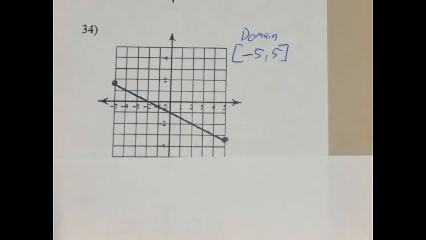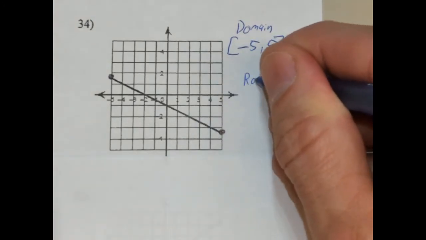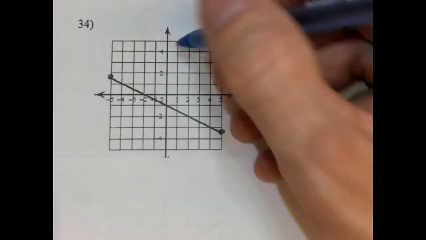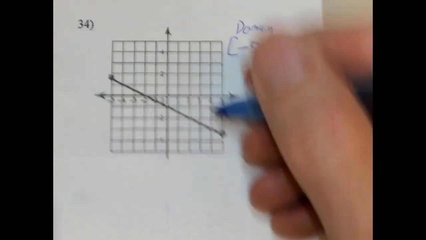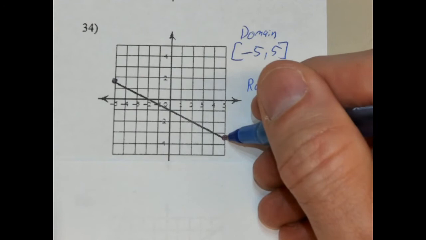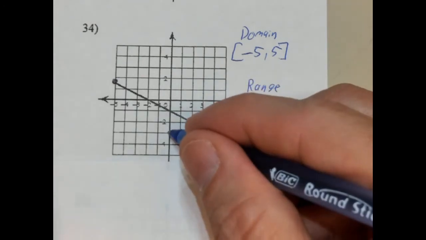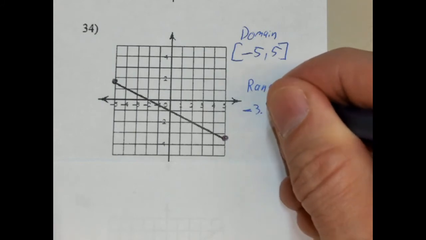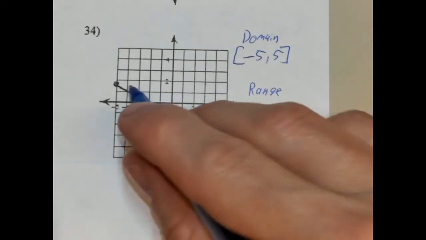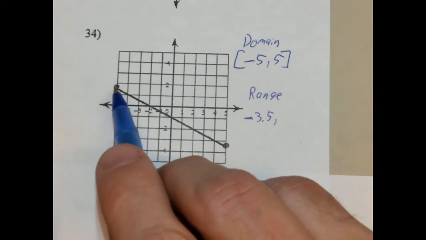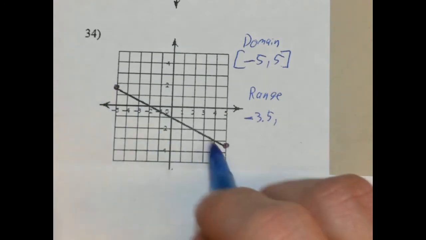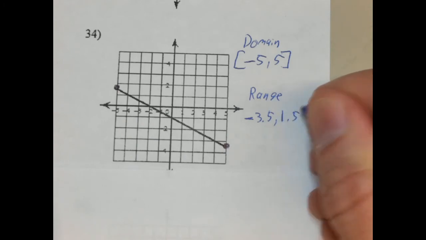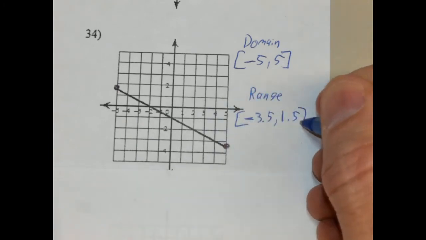Now the range, remember that's the y values. Those are going up and down this axis. The furthest down we are right here, so that's our furthest y value downward. So this is -3, -4. It looks like -3.5. And then the maximum is up here, all the way up top. That's going to be 1.5, it looks like, positive 1.5, and that'll also be bracketed, okay?